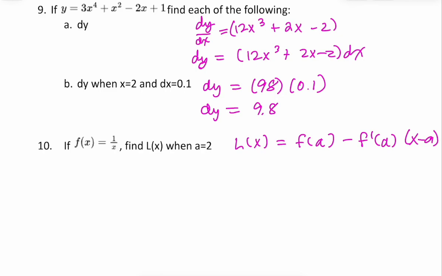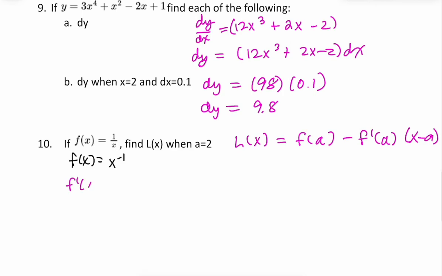Okay, so let's do a little bit of thinking here. F of x is a fraction, so rewrite it with a negative exponent, so that we can do our derivative. So the derivative is negative x to the negative 2. You can also write that as negative 1 over x squared. But you can leave it the other way. I don't care. It doesn't matter.